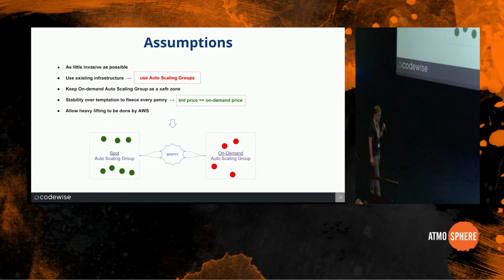We wanted to keep on-demands as a safe zone because, as you saw in the slides, the prices of spots were rapidly changing and we could lose them instantly. So we needed this safe zone. We didn't want to save as much as possible. We wanted to save a lot, but to be safe in the process. And all the heavy lifting we wanted to have on the AWS side.